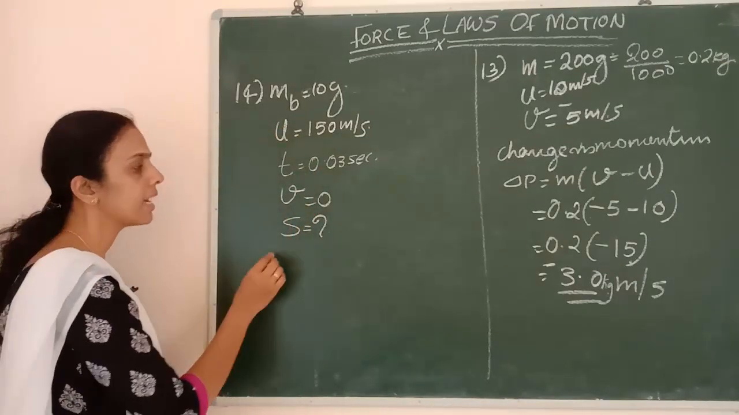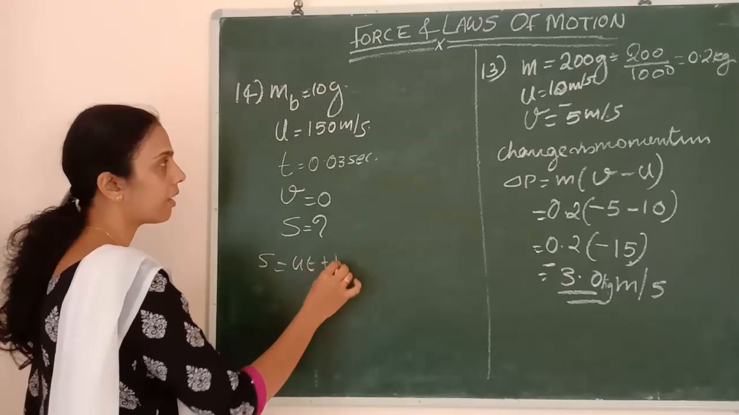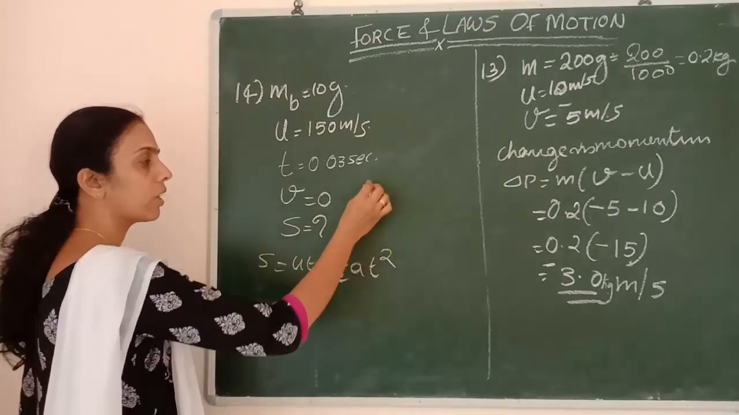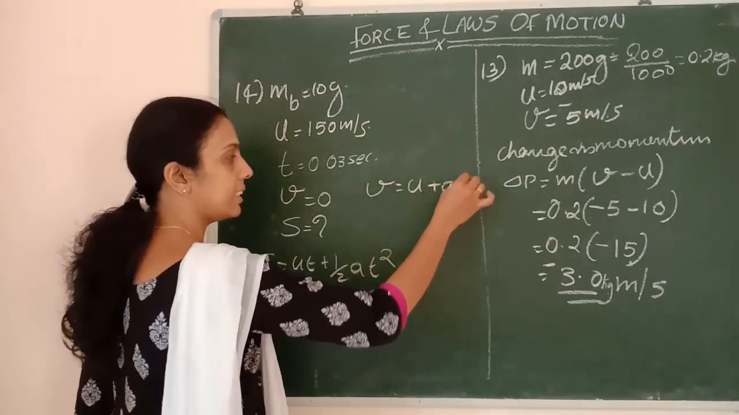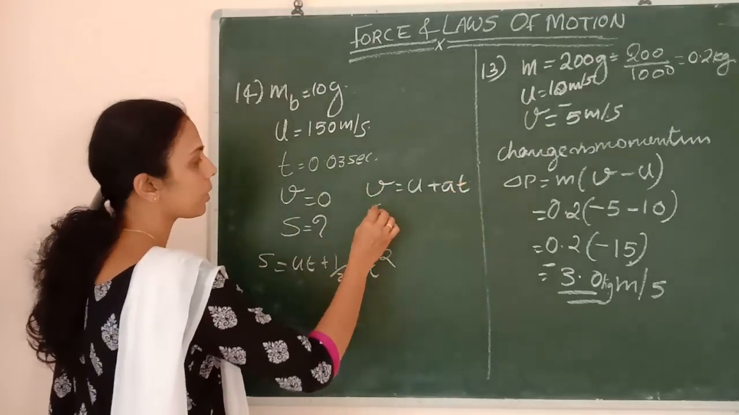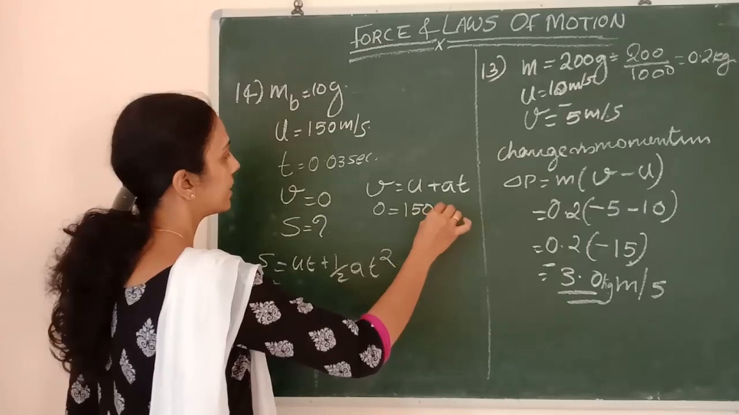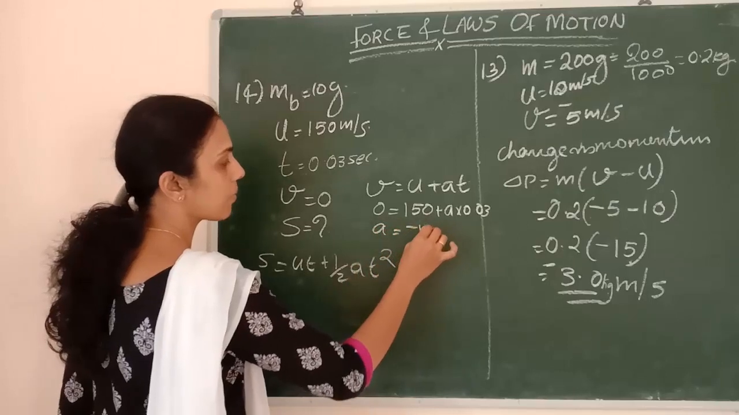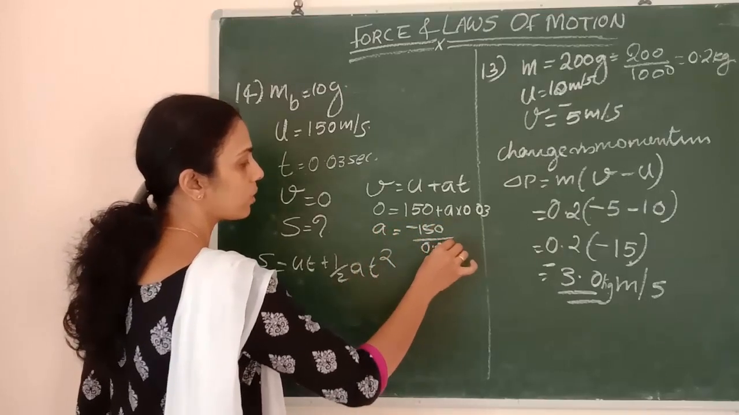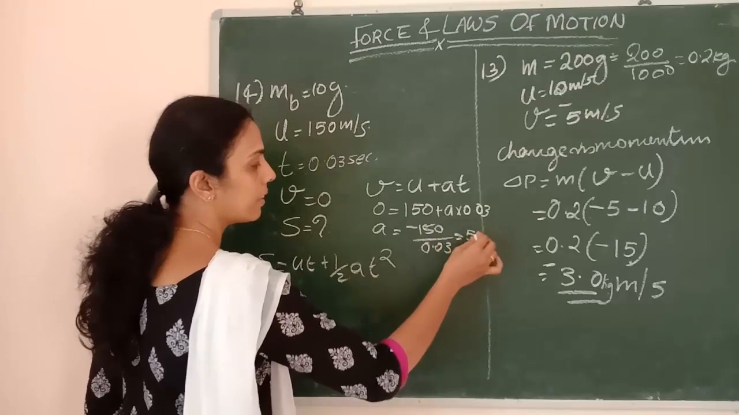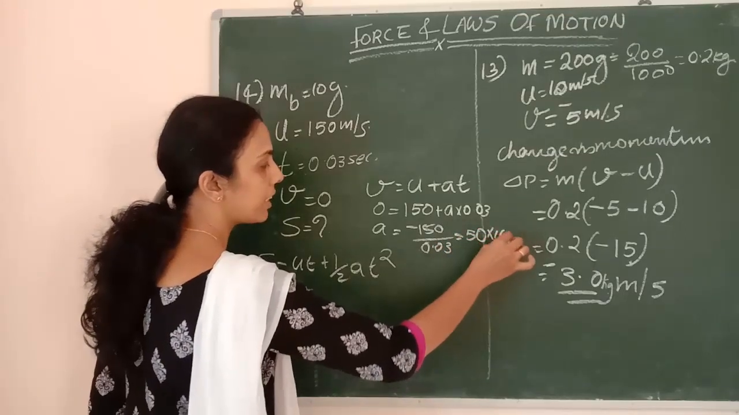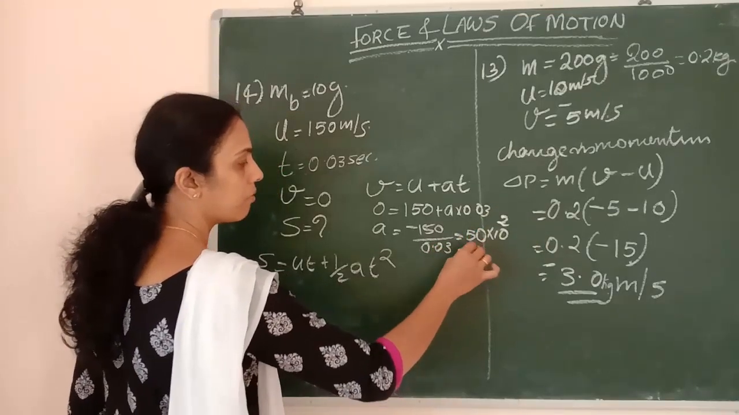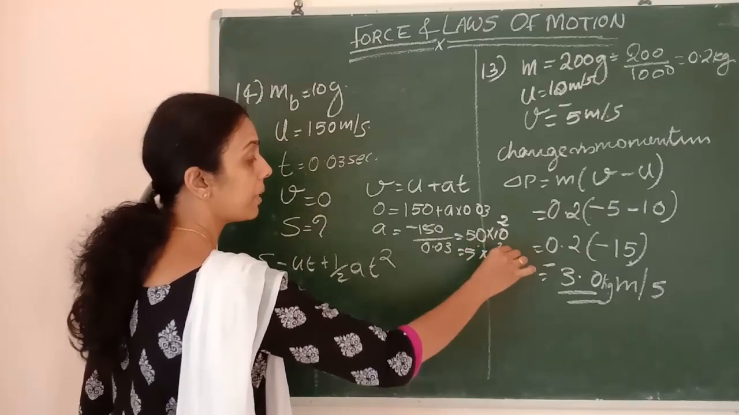How can we find out? S is equal to UT plus half AT square. For that we need A, right? So how can we find A? V equals U plus AT. So V is equal to 0, that is equal to 150 plus A into 0.03. So A equals minus 150 divided by 0.03. So it is 5 into 10 to the power 3 meter per second square.